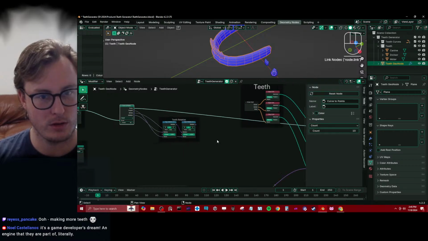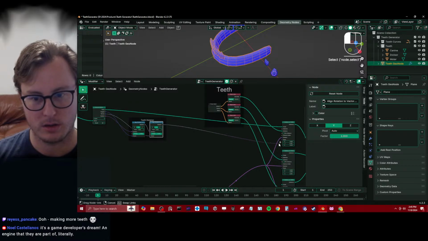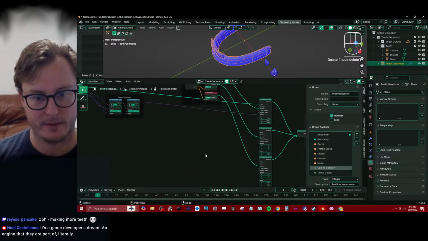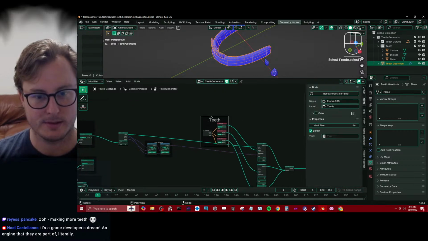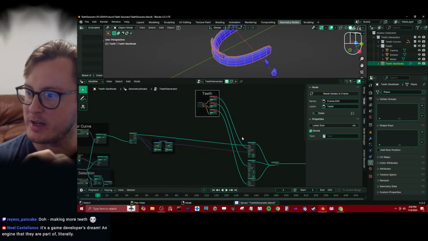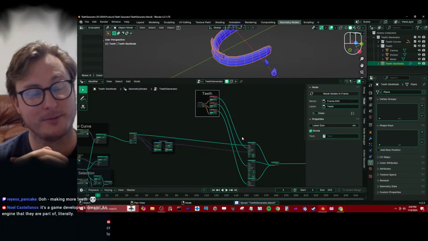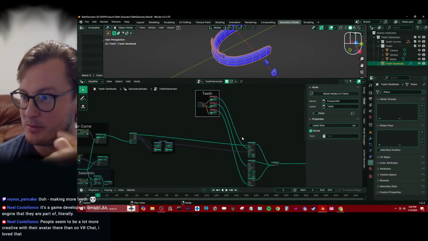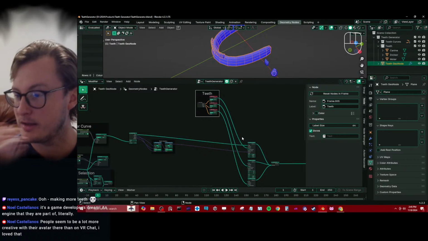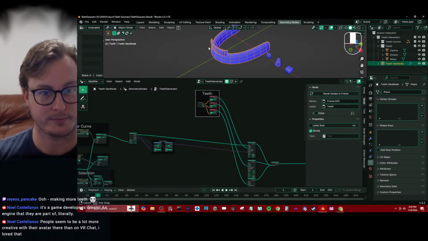Engine then normal? Yeah. Game developers' dream, an engine that they are part of, literally. That's a good way to look at it. People seem to be a lot more creative with their avatar there than on VRChat. I love that. But just, you have the freedom to do it.